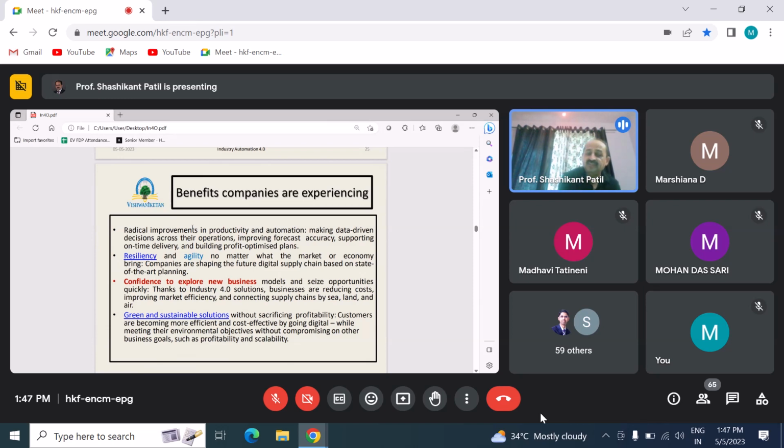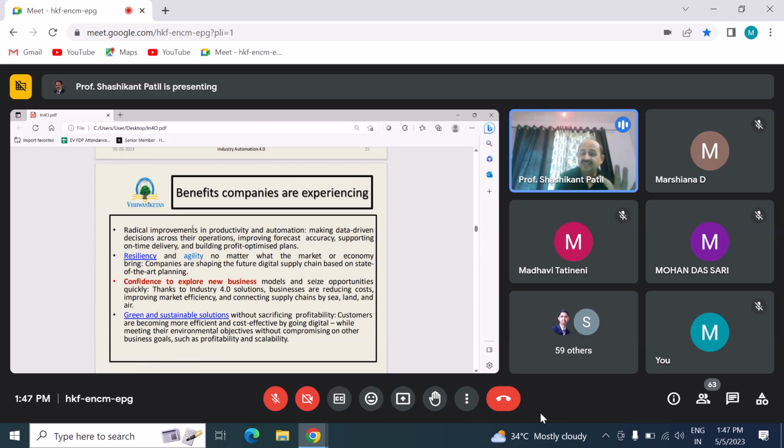Companies are shaping the future digital supply chain based on state-of-the-art planning. It means you can predict supply and demand, and accordingly you can manage. Then companies get the confidence to explore new businesses. They can launch or deploy new business models and seize opportunities quickly. So that is the third advantage.